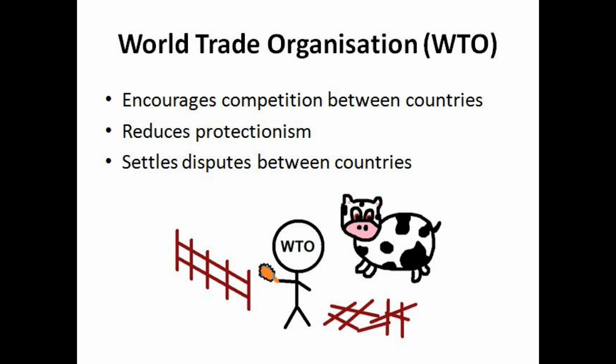The World Trade Organization encourages competition between countries, so essentially it reduces protectionism, which is why I've shown it knocking down the fences there. It also settles disputes between countries regarding protection, because often countries might put on protection, and other countries are like, nah, you can't do that, that's against the rules. So the World Trade Organization will sort that out, but it will also try to protect the consumer.